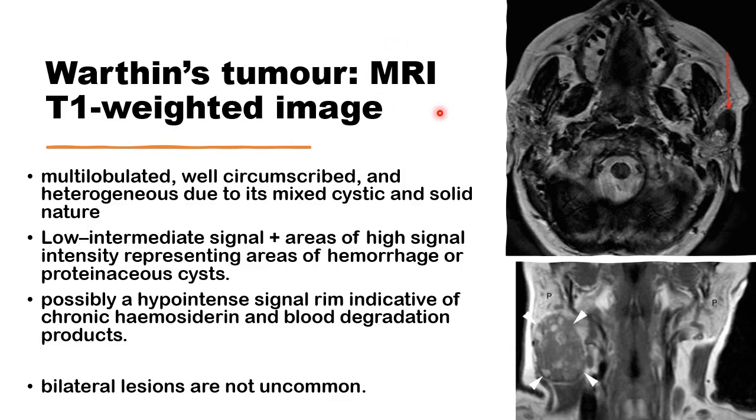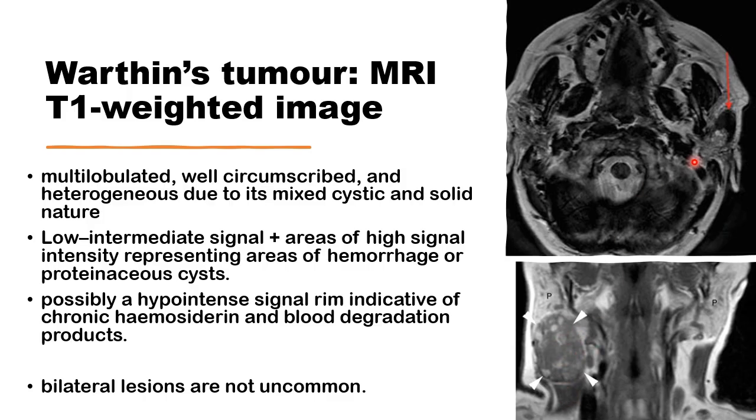MRI scans are the gold standard in establishing the diagnosis of a Wharton's tumor. The T1 weighted images would show a well circumscribed lesion with a heterogeneous signal due to a mixture of cystic spaces and solid components of the tumor. The signal may be low or intermediate, and there will be areas of high signal representing the areas of hemorrhage or the proteinaceous material inside the cysts of the tumor.